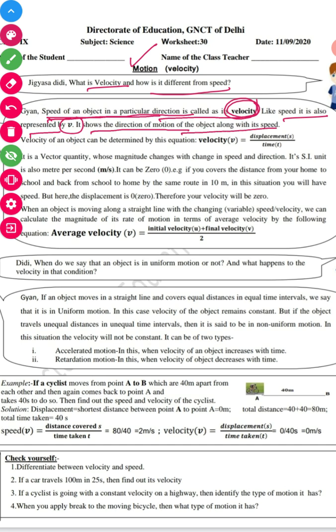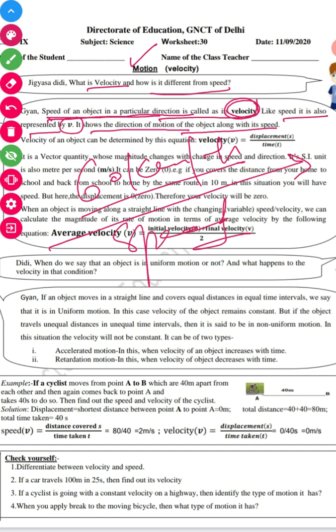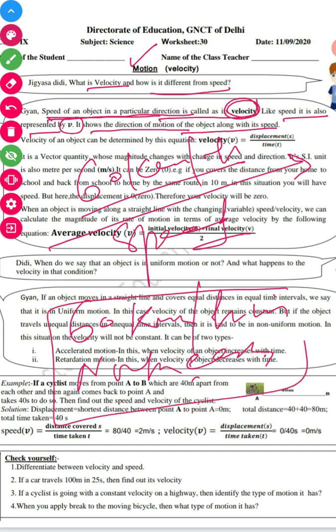For example, if I say that a car is moving with the speed of 60 km per hour, then it is called speed because I said only 60 km per hour. A car is moving with this speed. But if I say a car is moving with the speed of 60 km per hour in a particular direction, say north, east, south, west, whatever, then it is called velocity. I hope you understand it.